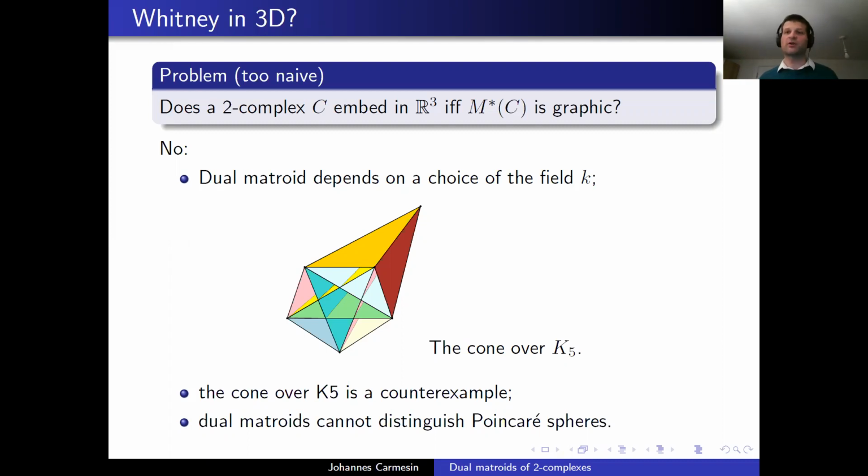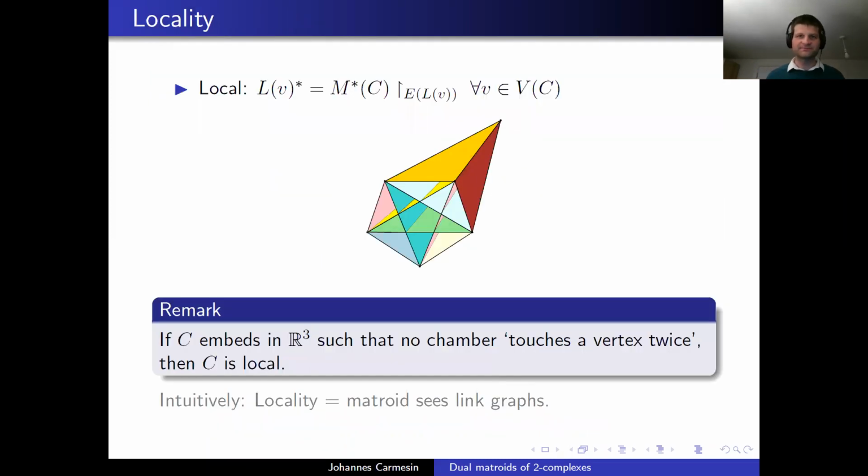And of course, matroids have no chance to distinguish these two things, and they don't have a chance to distinguish embeddability in the 3-sphere from some more complicated Poincare spheres. Okay, but that's kind of a complicated topological problem, and we have a fairly simple answer to this, so don't worry too much about it. But right, so there are 3 reasons why we have a problem. So let's see how we can solve this.